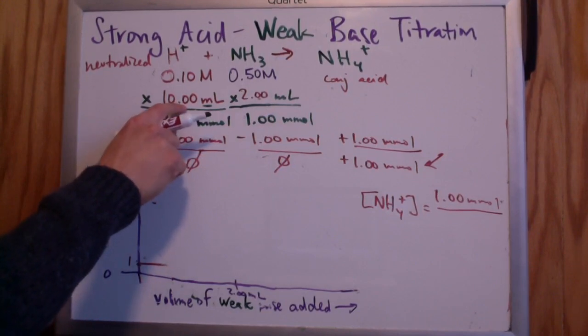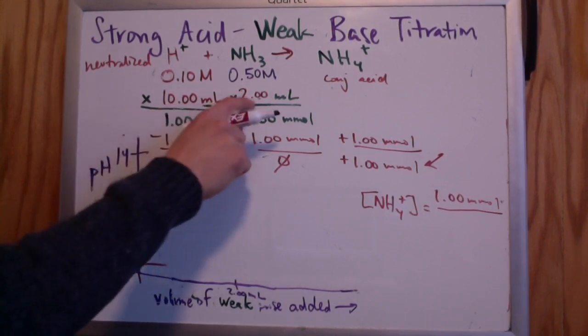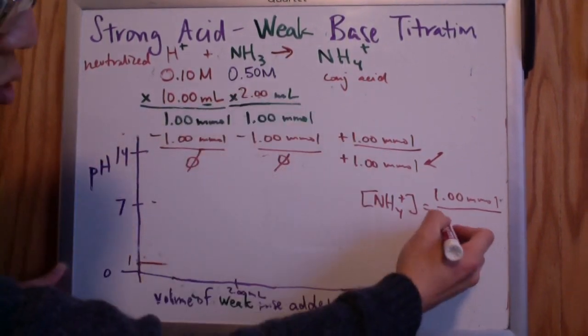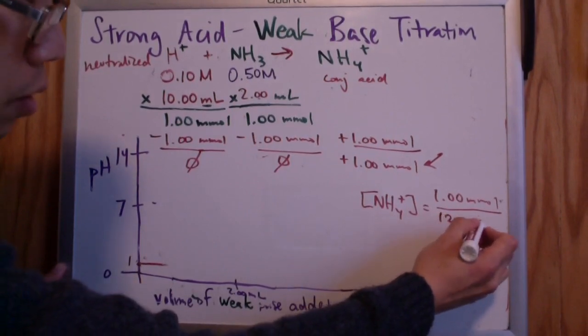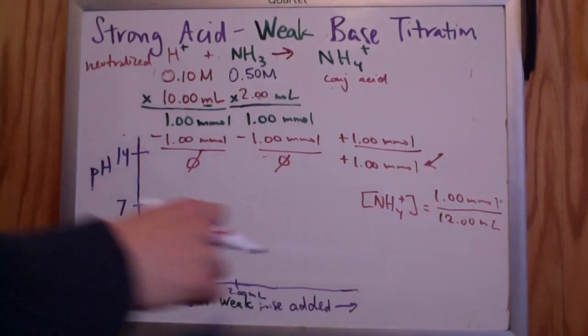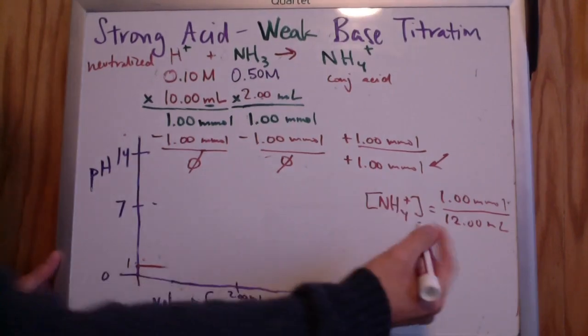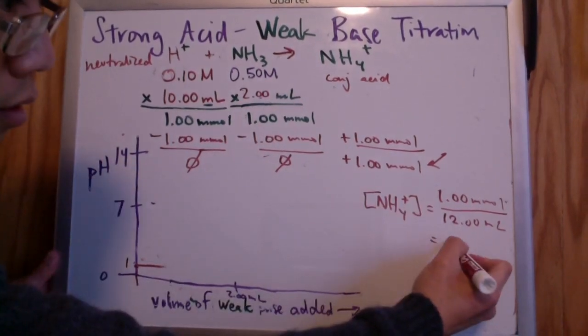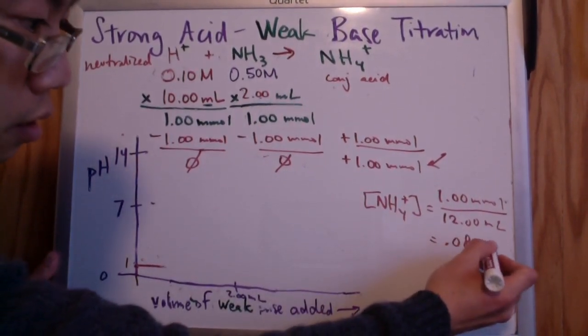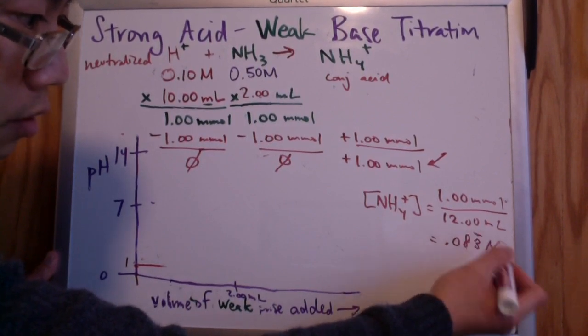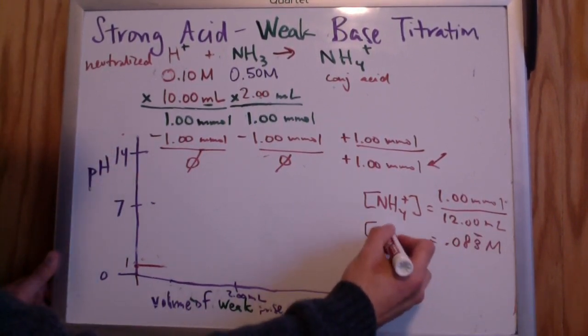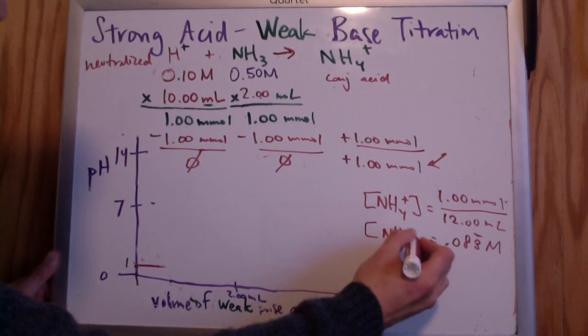So the acid, we started off with 10 milliliters. We had 2 milliliters of base. So total, this would be 12 milliliters of reaction volume. And that'll net us 0.083 molar, or 3 repeating, just so we can keep it in the calculator. And that's the concentration of NH4 plus.